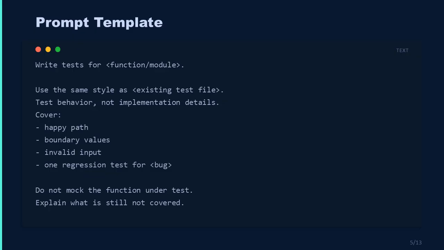Test behavior, not implementation details. That means do not assert private helper calls just because the helper exists today. Assert input, output, error behavior, and side effects. The last line is important. Ask what is still not covered so the model shows uncertainty.